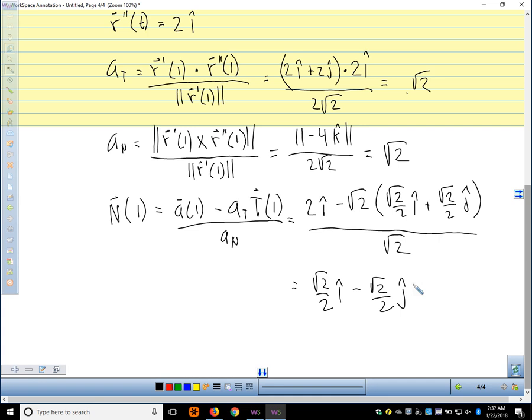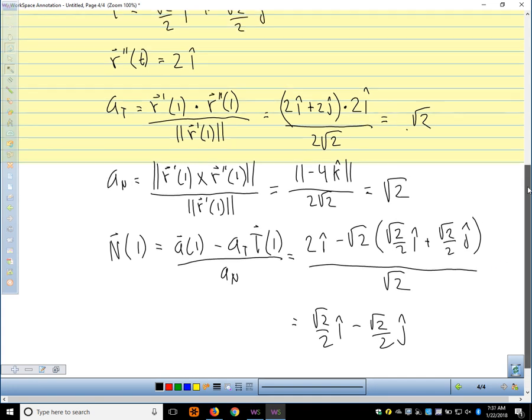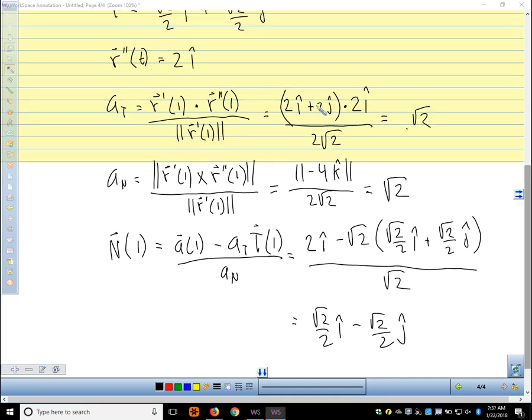When we found a sub t, how did you get the numerator? So 2i hat, we're just multiplying the i components, multiplying the j components. So this is just 2 times 2 is 4. I don't have a j component, so my dot product is just 4. Okay, that makes sense. It's 4 over 2 root 2. So we get 2 over root 2, which we rationalize to square root of 2.